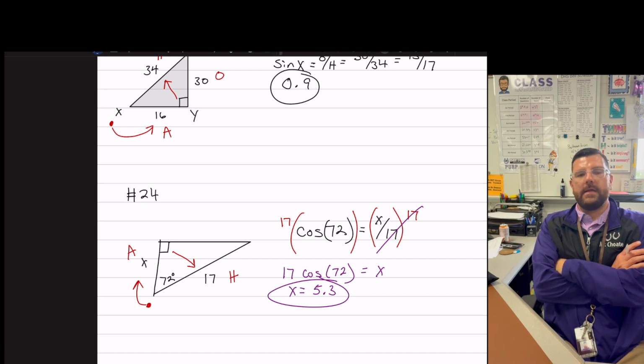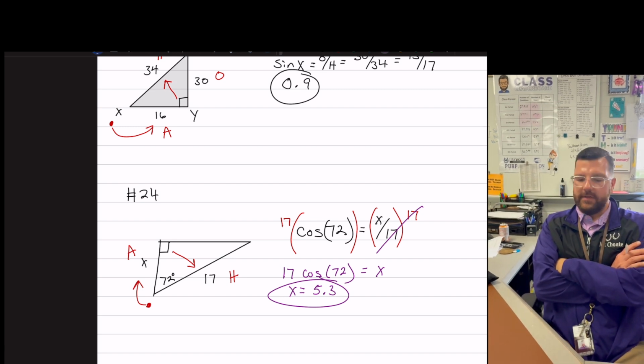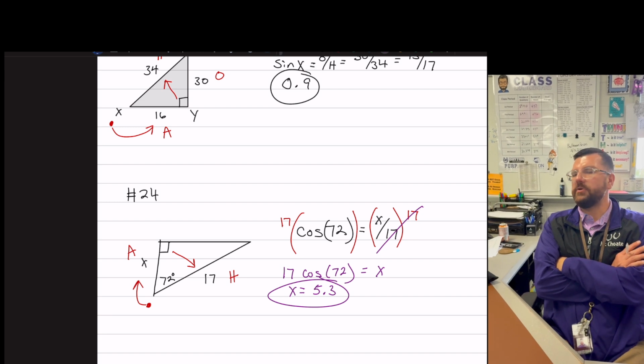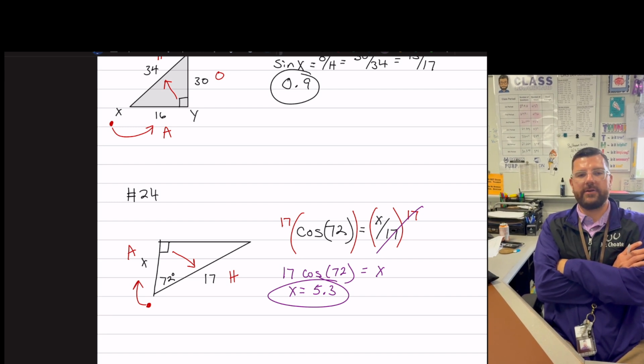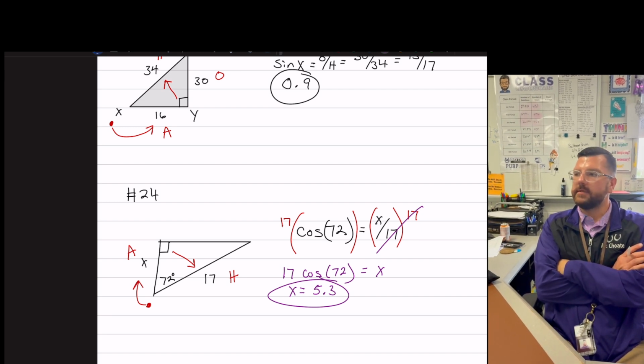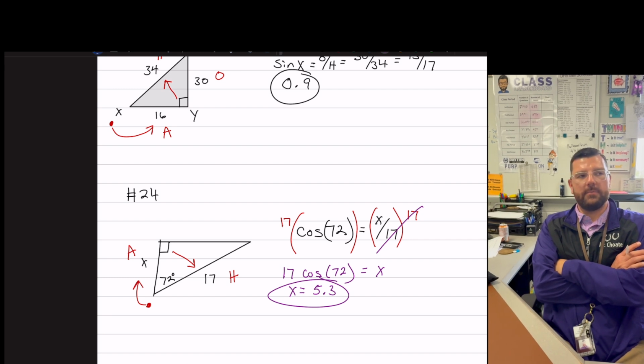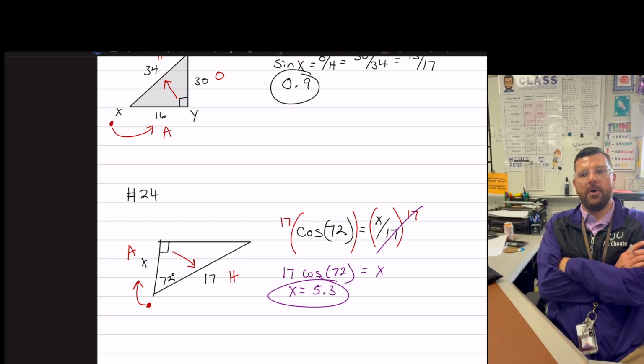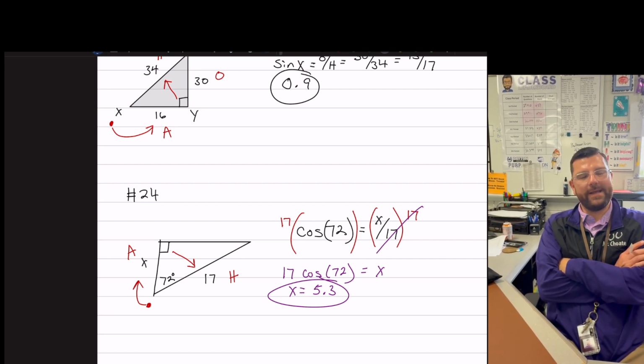Okay? If you got a different number than 5.3, the first thing you need to check is to see if your calculator is in degree mode. How do you do it again? It's up on the board. Mode, scroll down to radians, push that black box over to degree, push enter, then clear.